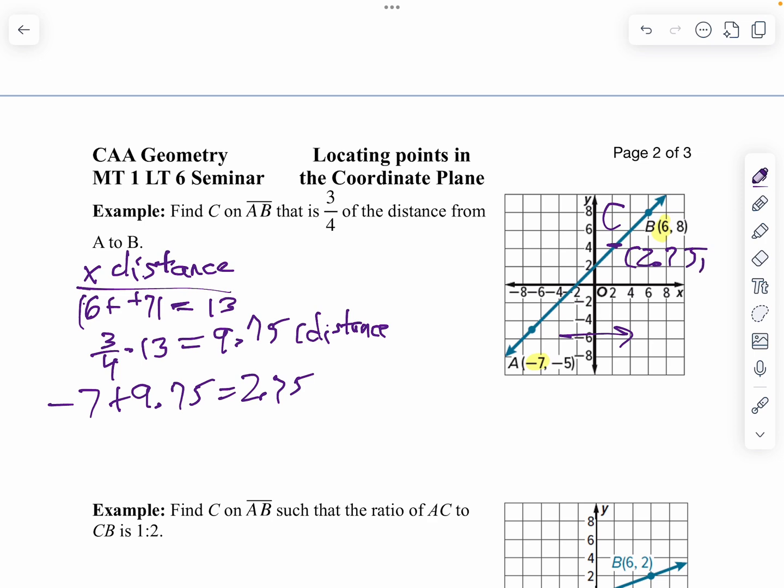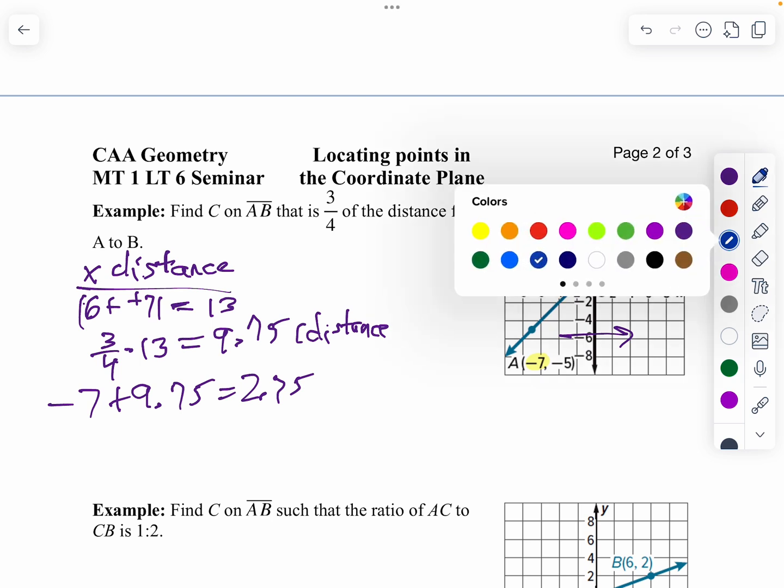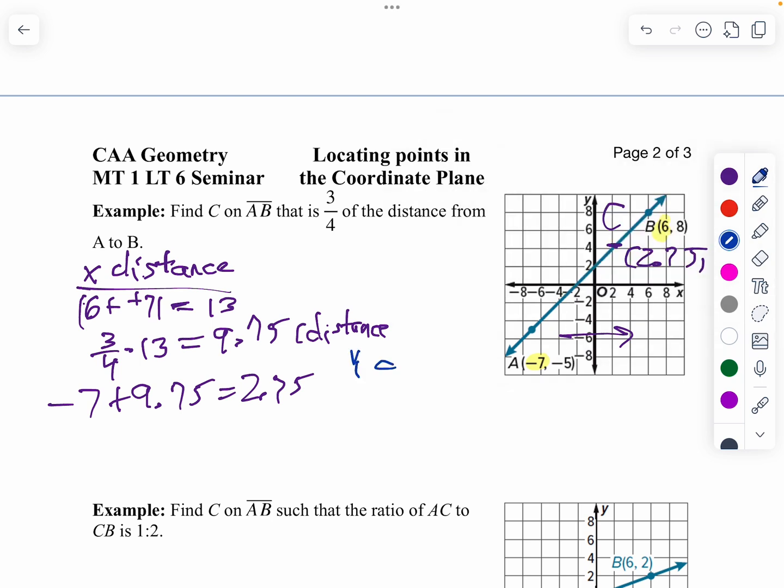I'll do the same thing for Y. Now, I wrote kind of big here, so I don't know if I left enough room for us. Let's try that again. I think I'll write it right here instead. Y distance. So I'm going to go 8 minus a negative 5 and take the absolute value of that. And look at that. That's 13 again, isn't it? And I know 3/4 of 13 is 9.75.